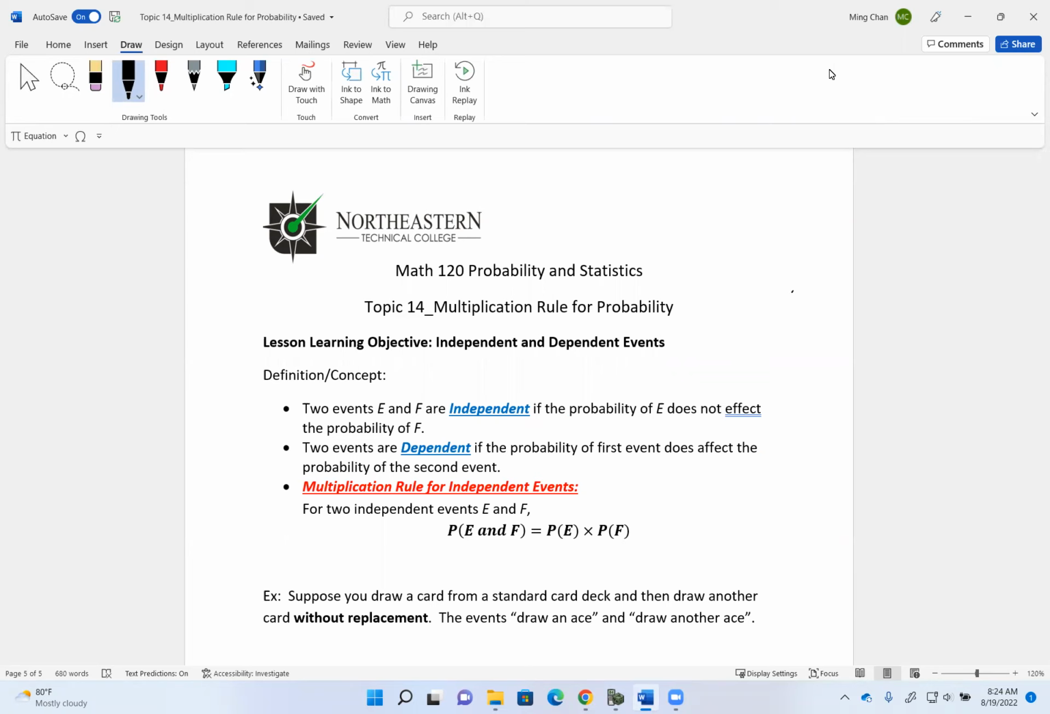So in topic 13, we talked about the addition rule for probability, where we see event A or event B occurring. So the word "or" in probability means you think about addition. Okay. So the word "and" in probability, you actually multiply if you've got two events. So let's take a look.